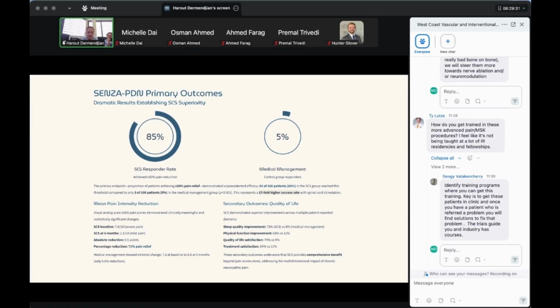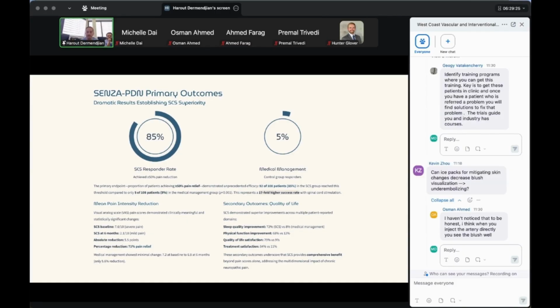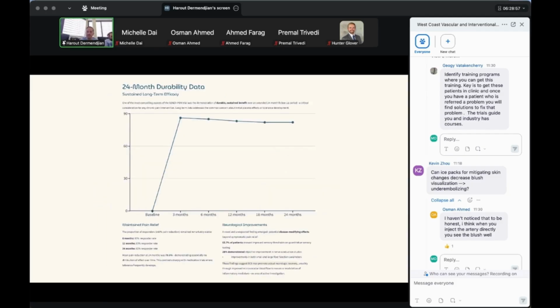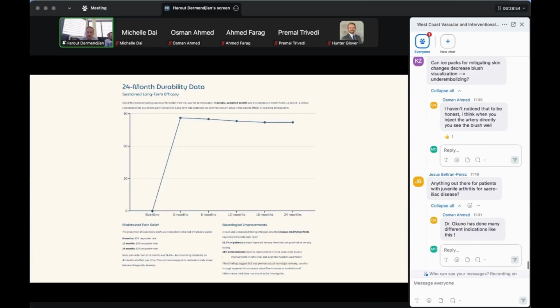So again, this trial was amazing. It showed a reduction from a 7.6 VAS to a 2.1 with 71% pain relief. And another important thing is that it lasted out, and we'll get to that slide as well. Secondary outcomes really helped quality of life, so it helped them sleep, 72% versus 8%. Physical functionality, quality of life satisfaction. They looked at all of these factors, and it's a huge difference between SCS versus medical management. Another outcome that we saw from this is it also helped improve the neuropathy, right? They got more sensation. So I'll get to that on the next slide, actually.